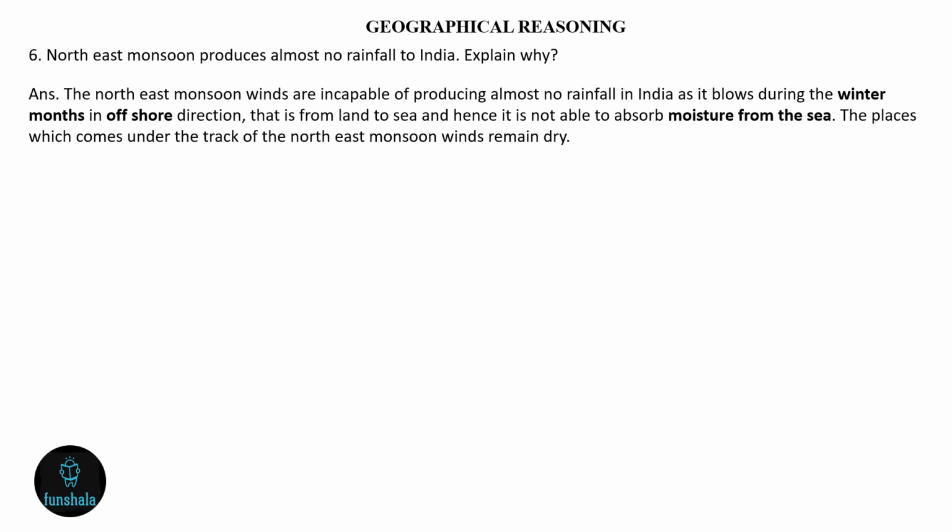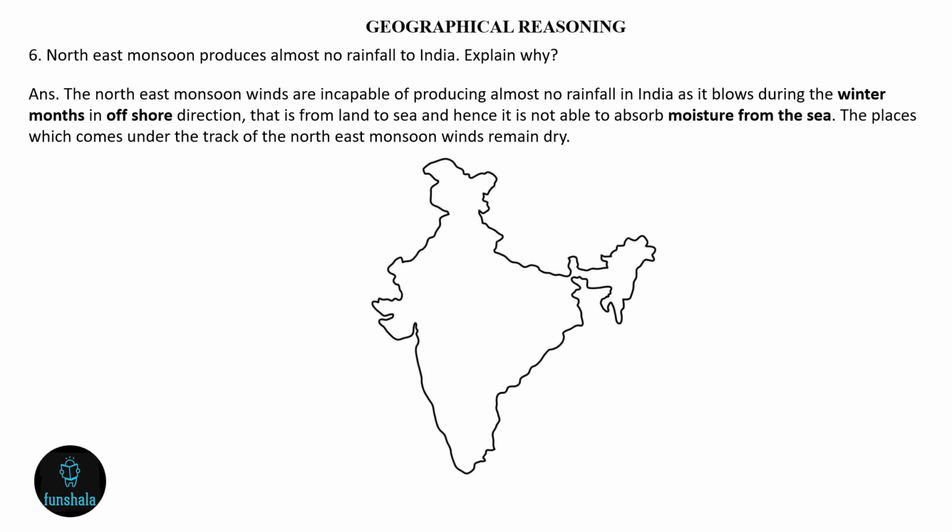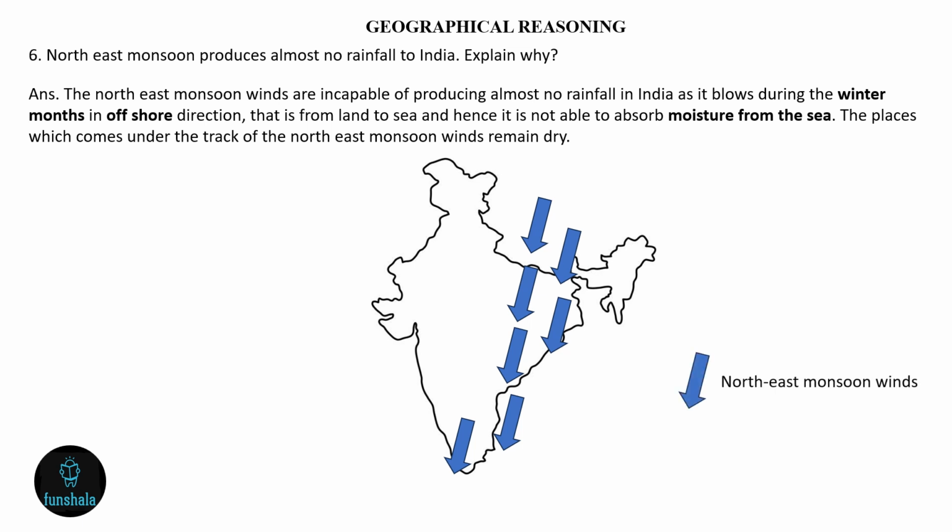The sixth question is, Northeast monsoon produces almost no rainfall in India. Explain why. And the answer is, the northeast monsoon winds produce almost no rainfall in India as they blow during the winter months in an offshore direction, that is, from land to sea, and hence are not able to absorb any moisture from the sea. The places which come under the track of the northeast monsoon winds remain dry.